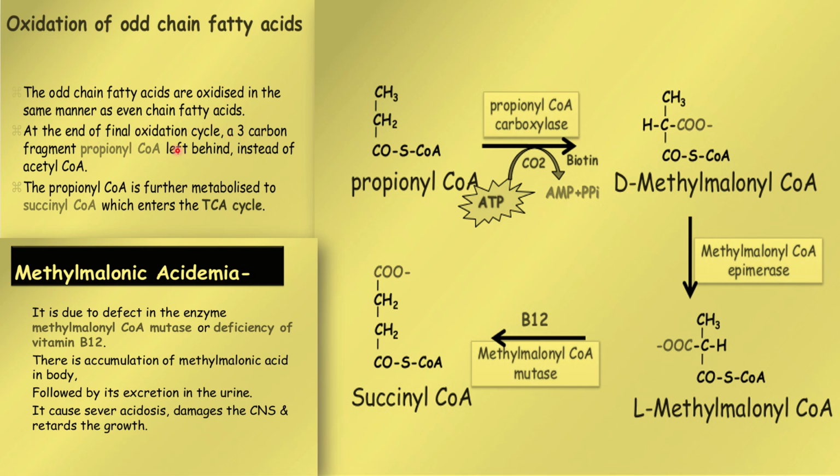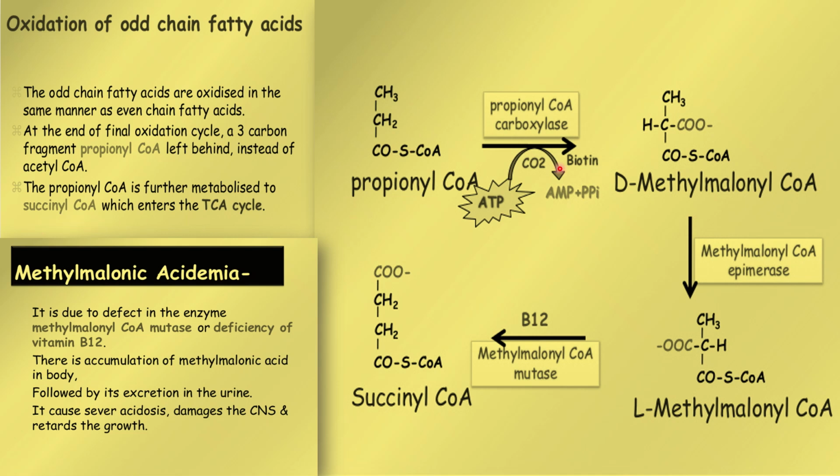At the end of the final oxidation cycle, the 3 carbon fragment propionyl coenzyme A is left behind instead of acetyl coenzyme A, which happens in case of even chain fatty acid beta oxidation. The propionyl coenzyme A is further metabolized to succinyl coenzyme A, which enters the TCA cycle. So this is the importance of this odd chain fatty acid beta oxidation. The end product, propionyl coenzyme A, is able to be converted to succinyl coenzyme A, which is an important intermediate of Krebs cycle.